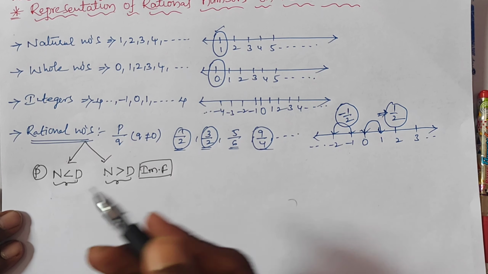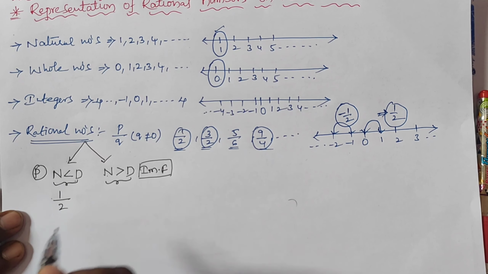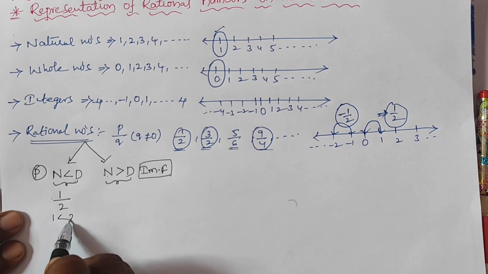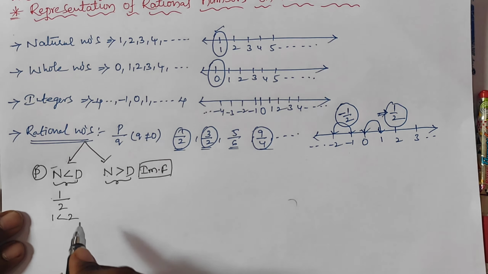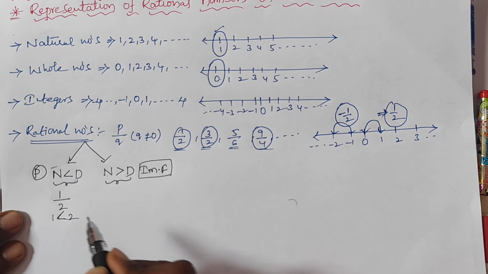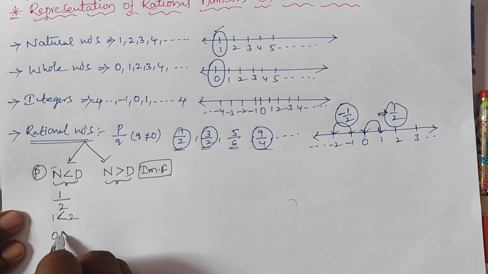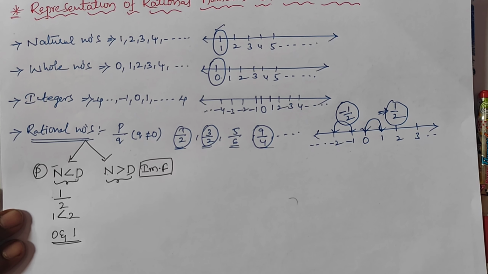Consider, suppose, 1 by 2. Here 1 is less than 2, isn't it? Nothing but it is a proper fraction. So when we get a proper fraction, the value lies between only 0 and 1.